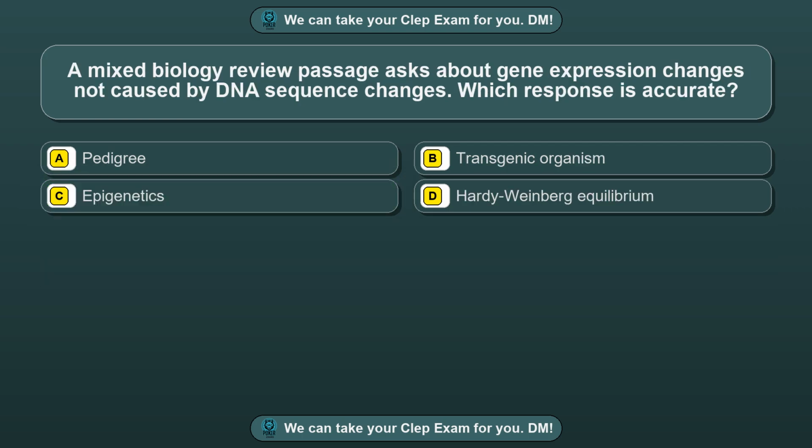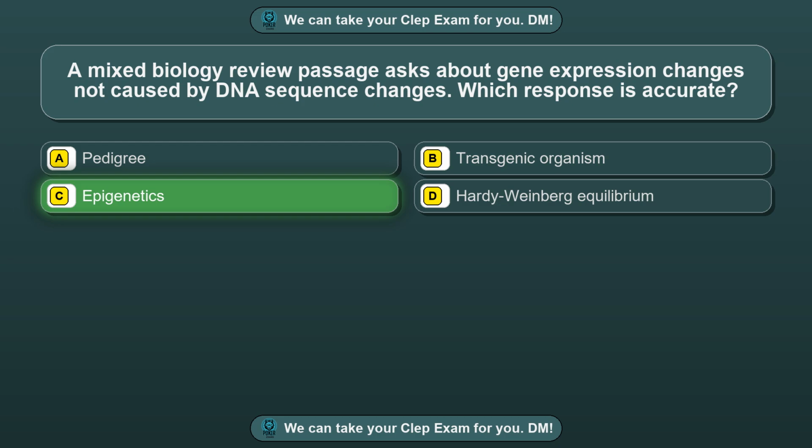Question 8. A mixed biology review passage asks about gene expression changes not caused by DNA sequence changes. Which response is accurate? Option A. Pedigree. Option B. Transgenic organism. Option C. Epigenetics. Option D. Hardy-Weinberg equilibrium. The correct answer is option C.